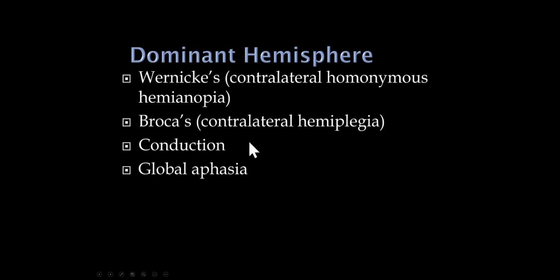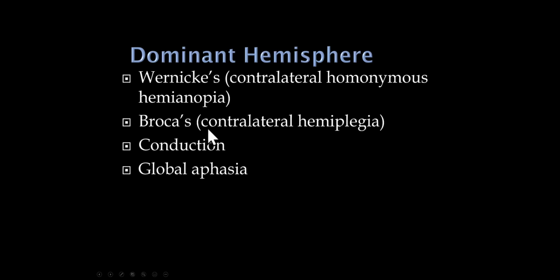Now, if it's the language dominant hemisphere, which is usually the left hemisphere, certainly in a right-handed individual, and even in a left-handed individual, they're more likely language dominant in the left hemisphere, then we will have an aphasia. So if it's more posterior, we'll have a Wernicke's aphasia, and so this is a fluent aphasia, but they don't understand. And the optic radiations are immediately adjacent to Wernicke's area, so these patients usually have a contralateral homonymous hemianopia, or we can say hemianopsia.